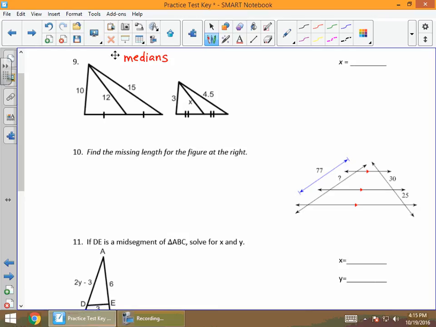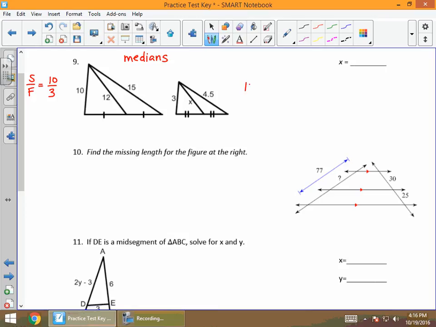So I have my scale factor. I'm just going to take this left side over here from that vertex. That is 10, over the same location on the other side, 3. So the scale factor is a 10:3 ratio. I could have used 15 and 4.5, I was just trying to avoid decimals. So here we go.